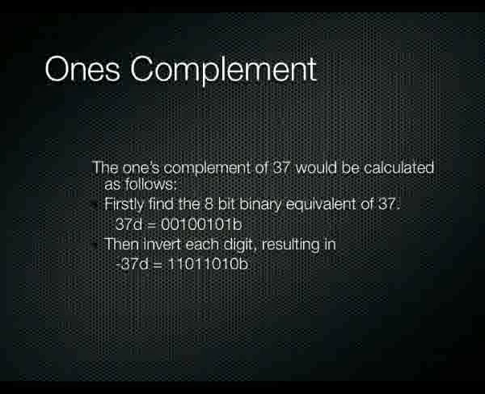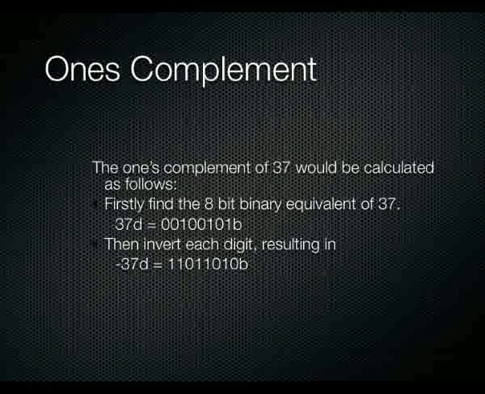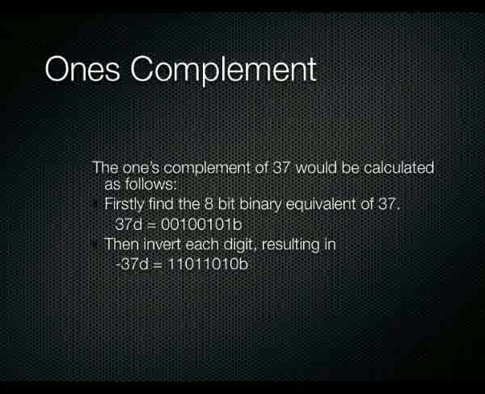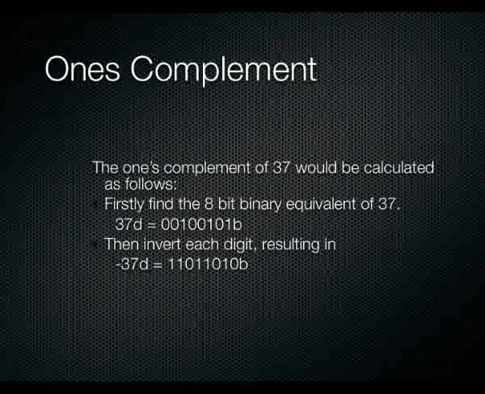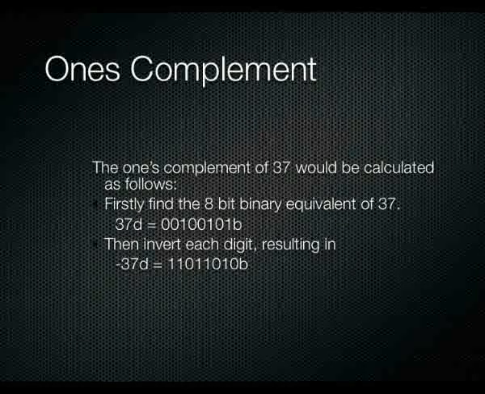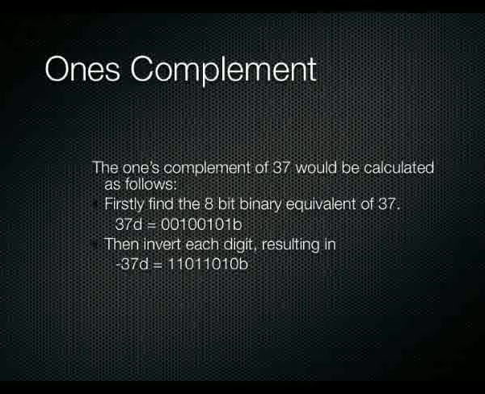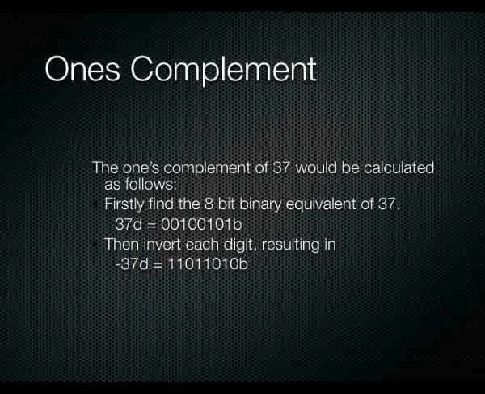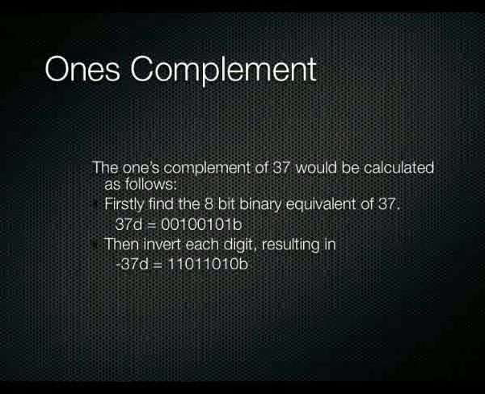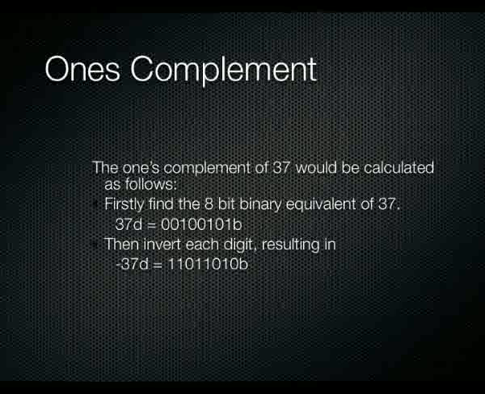With the ones complement, when it comes to calculating a ones complement, we simply take the number and negate the 8-bit. So we take an 8-bit number of 37, write it down, and toggle each bit, or invert it. We therefore get a negative number, which is simply a binary inversion of the original number. So effectively we have a negative 37 decimal. Okay.